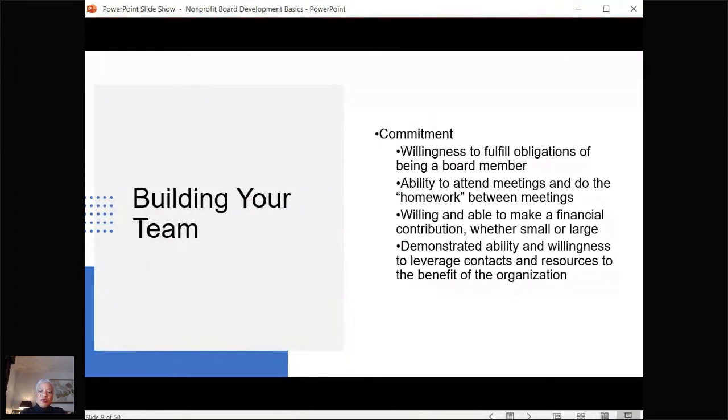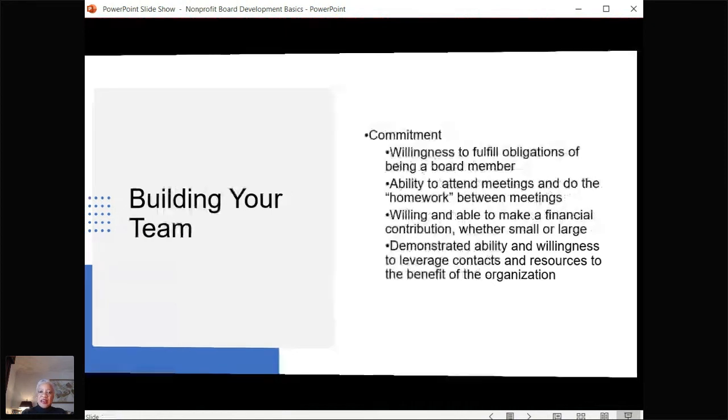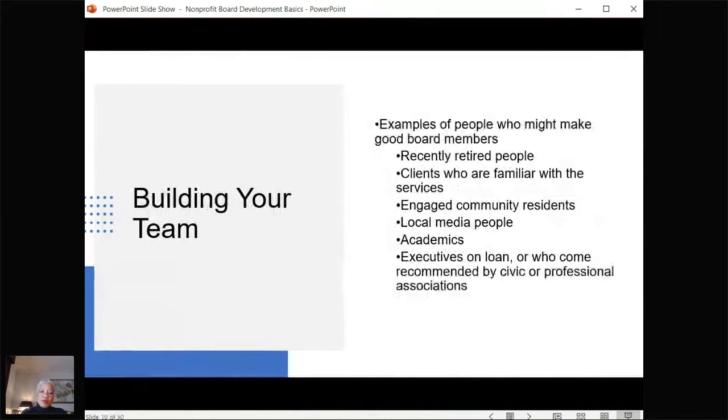You want to make sure that you have people who can attend board meetings and do the homework between the meetings. And that homework part is very important. And not only should they have the ability to do the homework, they should have the willingness to do it. And they should be willing and able to make a financial contribution, whatever that is. And you can determine what that is. And then they should have a demonstrated ability and willingness to leverage their own contacts and resources so that it benefits the organization. It shouldn't be just one person doing all of the work.